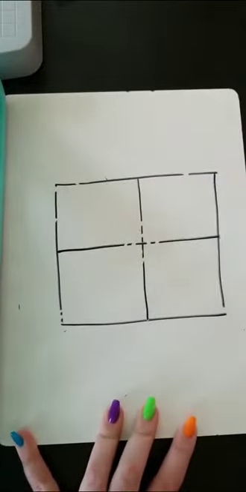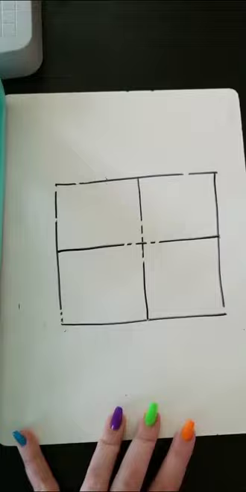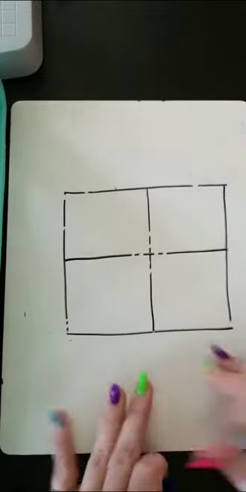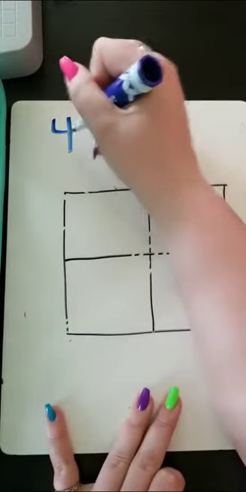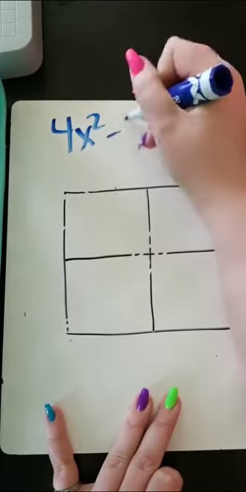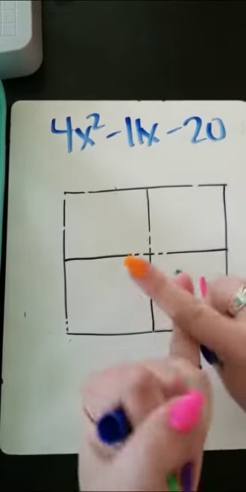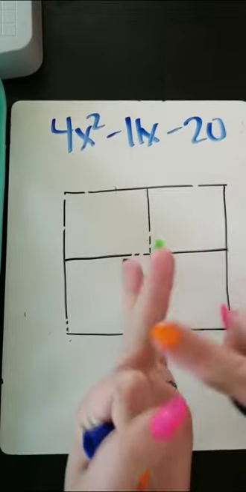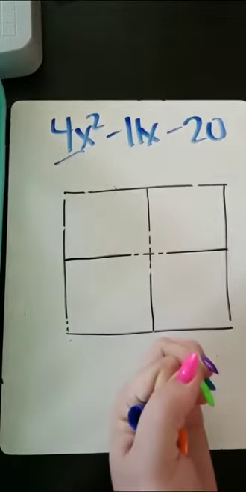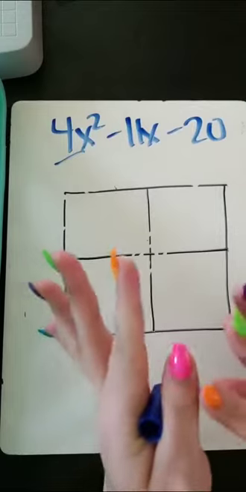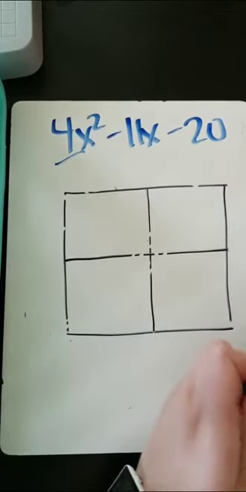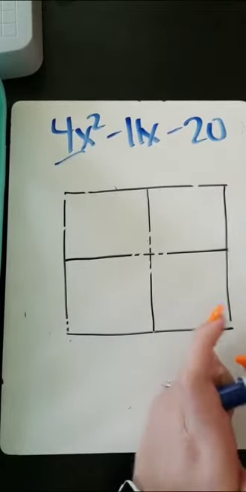Okay, there's one more I want to show you. We're going to get even harder, okay? 4x squared minus 11x minus 20. I have negatives. I have big numbers. I have a not equal to 1. Oh my gosh, I'm going to panic. I'm going to die. No, you're not.